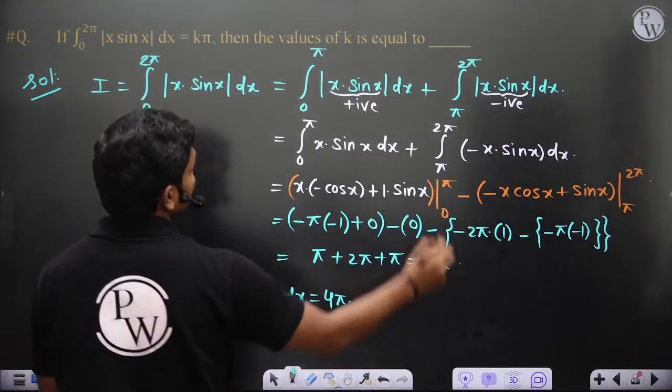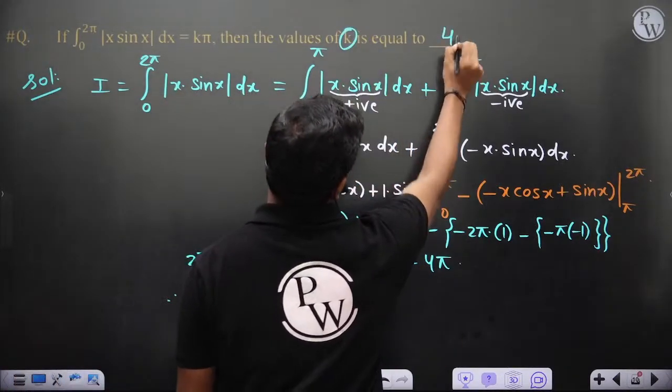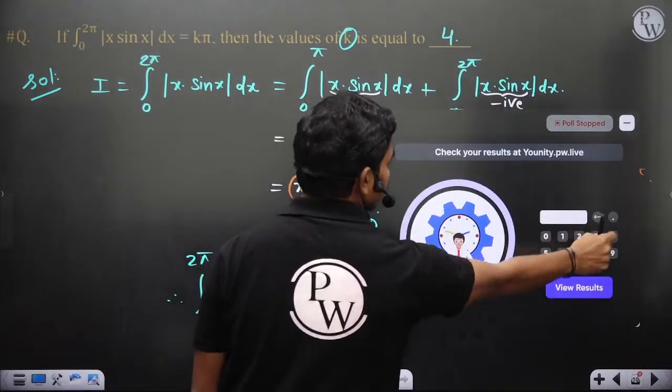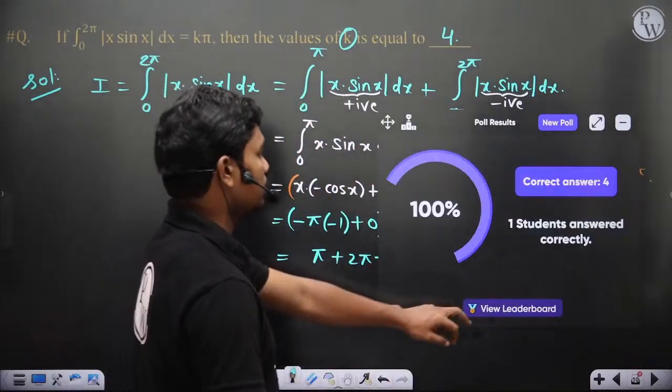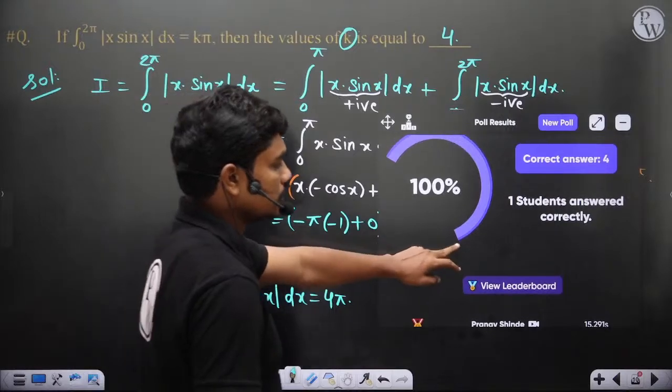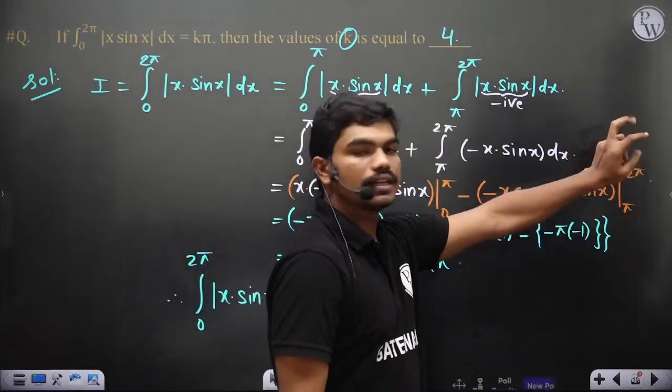So what is the value of this k? It is 4. That's all. If you have entered 4, it would definitely be the correct answer. Okay, so let's check. Oh great, but only one of you has answered. Within the time, the others have not solved it.